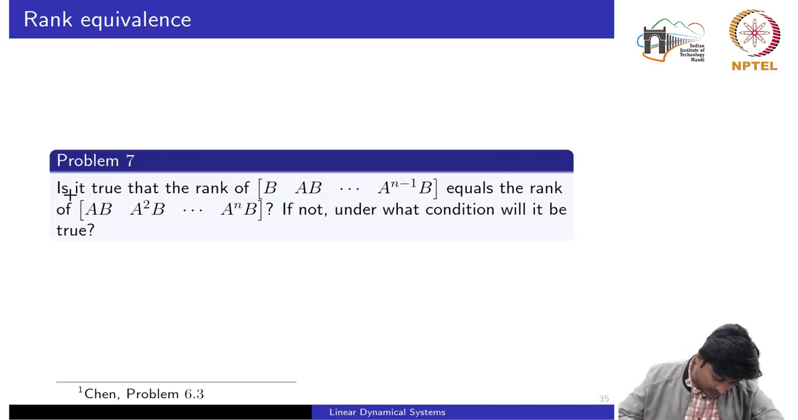Okay, the problem 7 is that, is it true that the rank of this matrix equals the rank of this matrix, and if not, under what condition will it be true? So this problem is taken from the book by Tushar Jain and problem 6.3. So if you pay close attention to this matrix, you would notice that it is nothing but a controllability matrix. Now if I multiply by A matrix, the whole controllability matrix, I would obtain this.